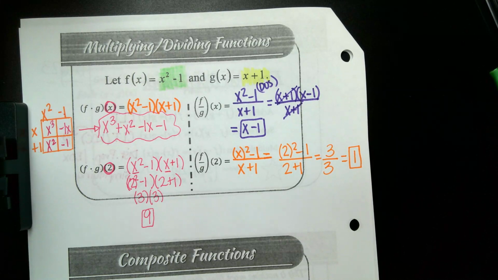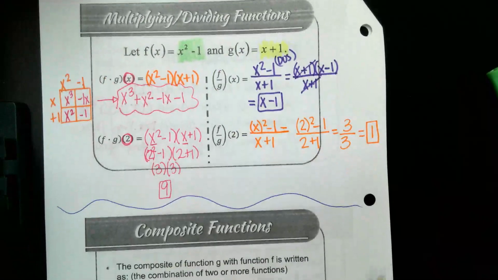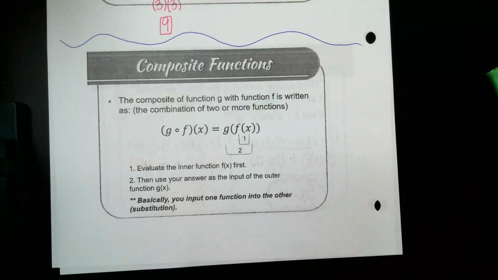Okay, so far all we've done is add, subtract, multiply, and divide. Again, nothing different. I understand that the notation is a little bit different, but everything we've done up to that point is stuff that you guys have all seen before. When we get down here to the bottom, this is what we call composite functions. Okay, now composite functions, they're going to look a little strange.